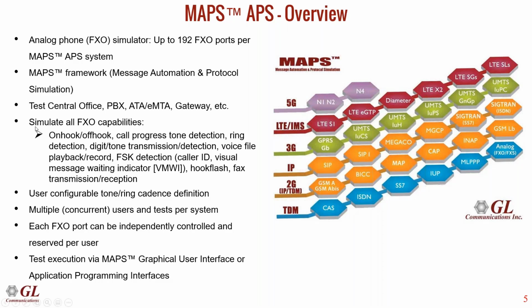Now basically we can do everything an analog phone can do. We can simulate all FXO capabilities. We list them here: on hook, off hook, call progress, tone detection, ring detection, digit and tone. We can send digits and tones and detect them. We can send voice files. We can record voice files, and so on and so forth.